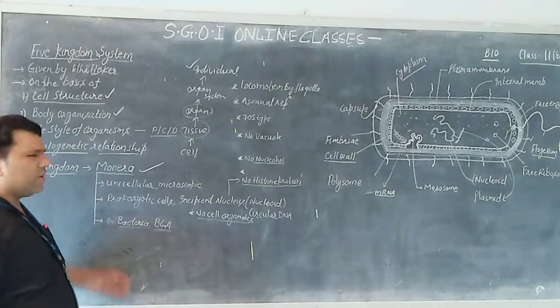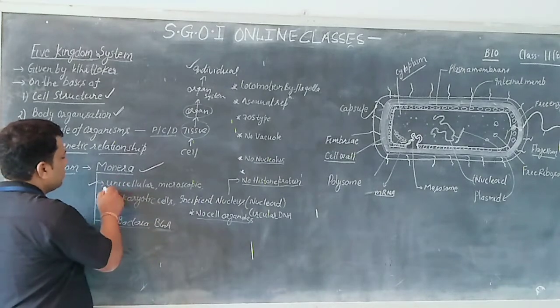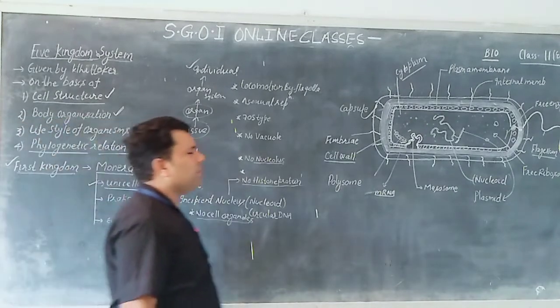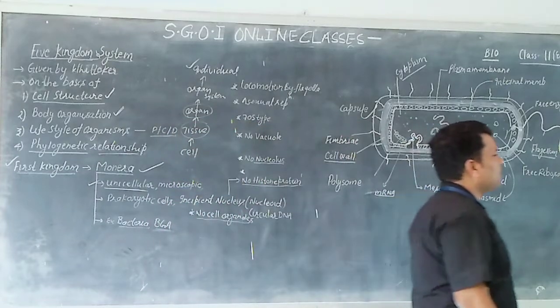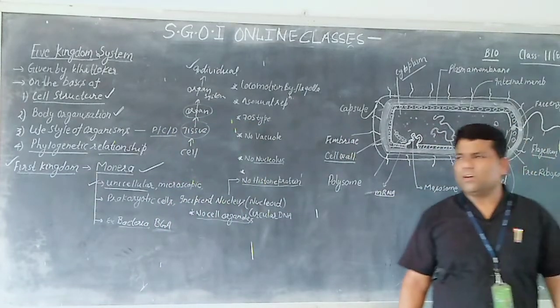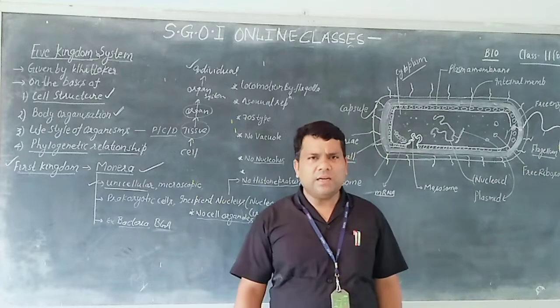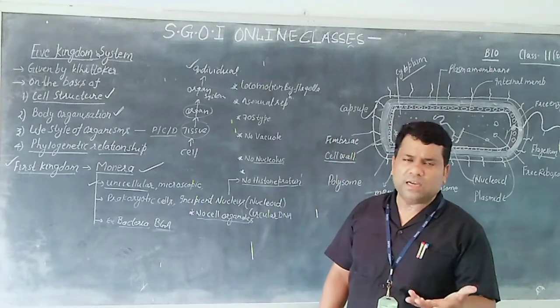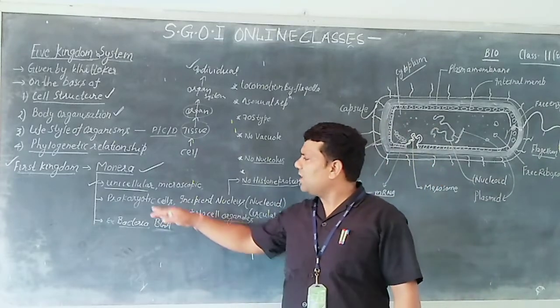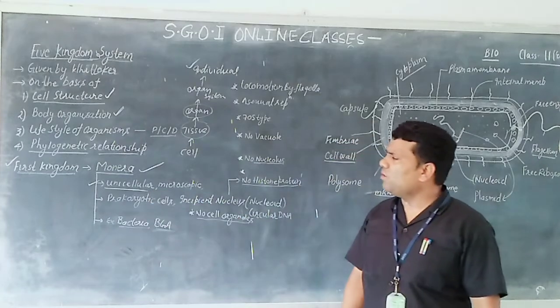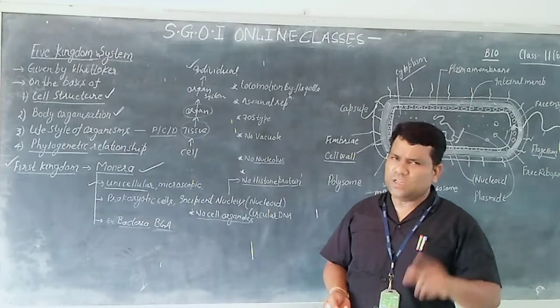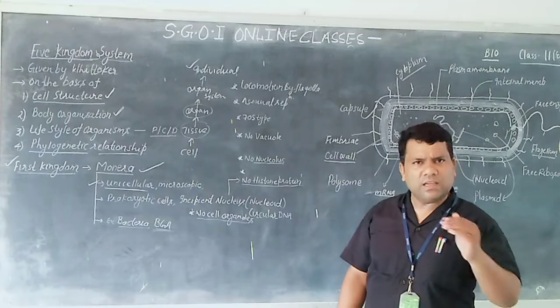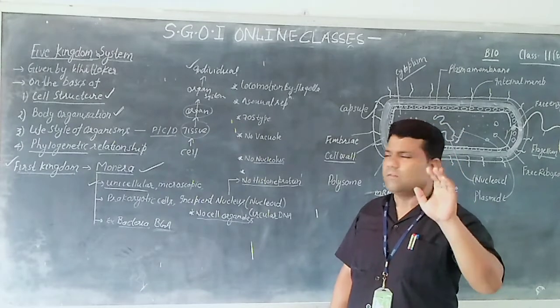The first characteristic of Monera is that they are unicellular. Uni means one and cellular means cell. It means that the organisms complete the life cycle in only a single cell. That's why we call them unicellular organisms. So Monerans are unicellular organisms, made up of only a single cell.